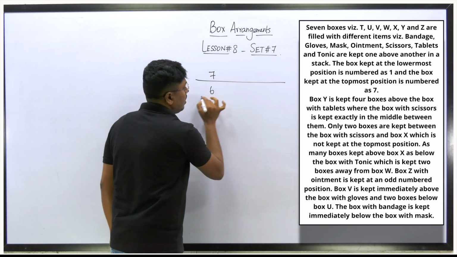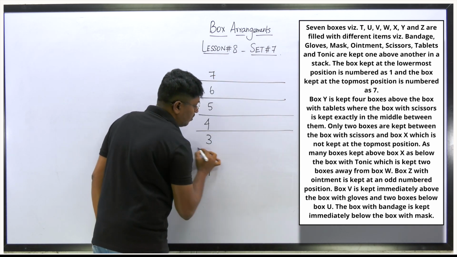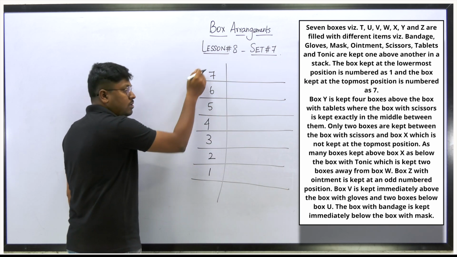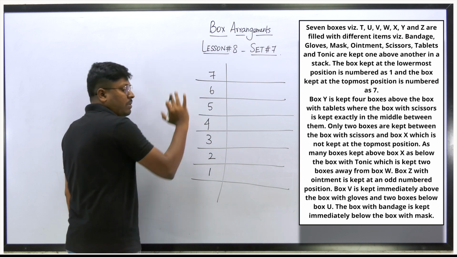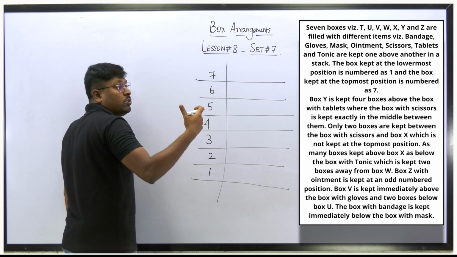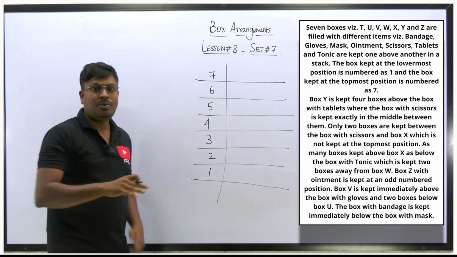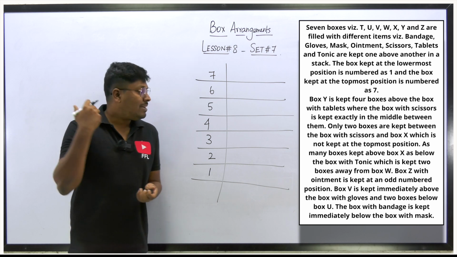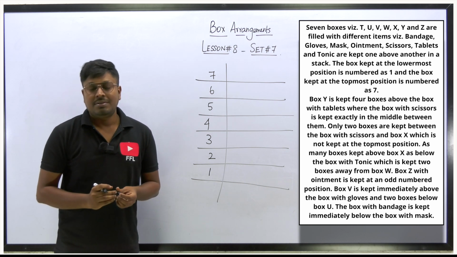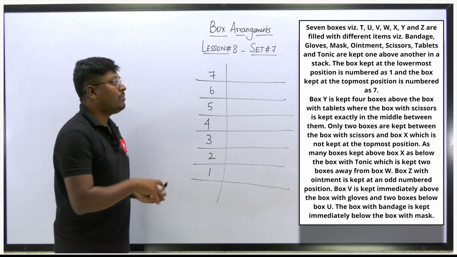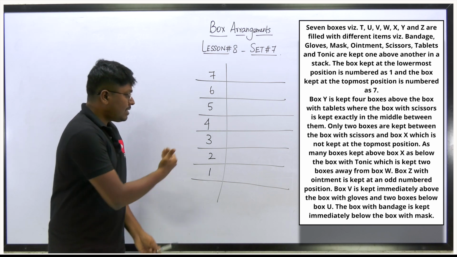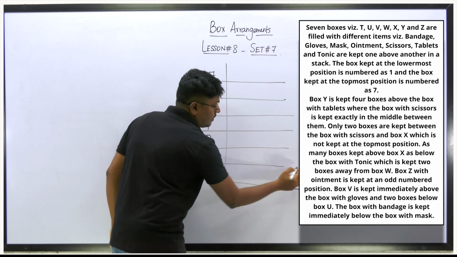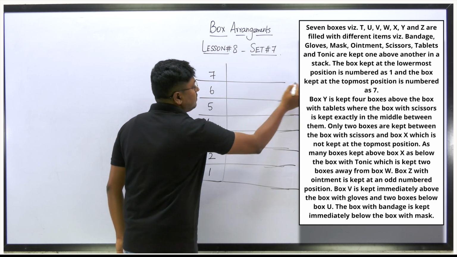So friends, understood or not? This initial step is always most important, because some students start writing number 1, 2, 3, 4 like this and solve the question. At the final point they come to know that the topmost box is number 7, not number 1. So the complete arrangement will be wrong and you will be wasting 15 to 20 minutes of time. That's the reason I am saying always be careful if you are going to solve a box arrangement. Check whether the bottommost box is number 1 or the topmost box is number 1. Understood or not? Okay friends, so now let me move on to the first point.